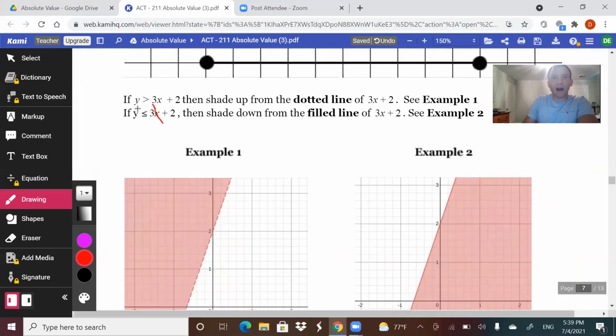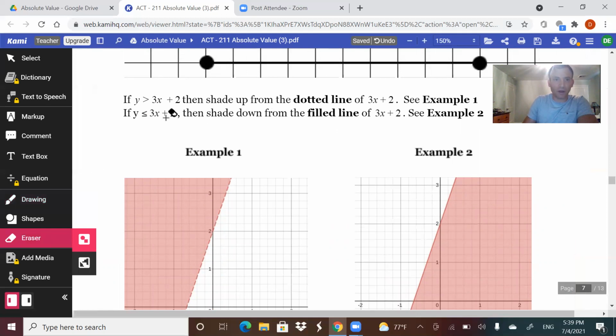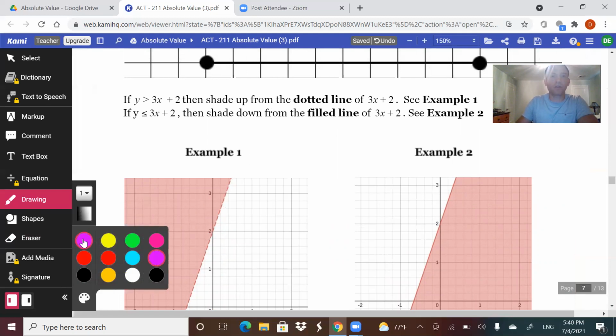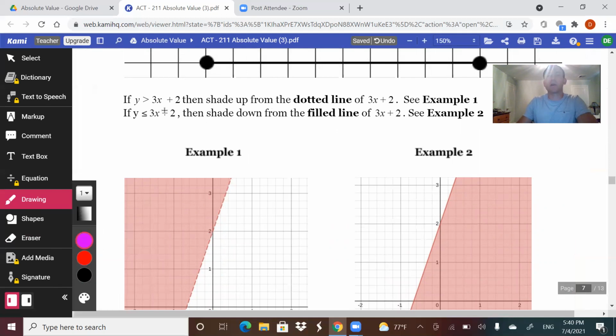So if we have y is greater than or equal to 3x plus 2, we make the line 3x plus 2, and we shade up from the line. It's different than GCSE. You shade towards what you will take or what you want, rather than what you don't want. So you shade towards what is acceptable as an answer.